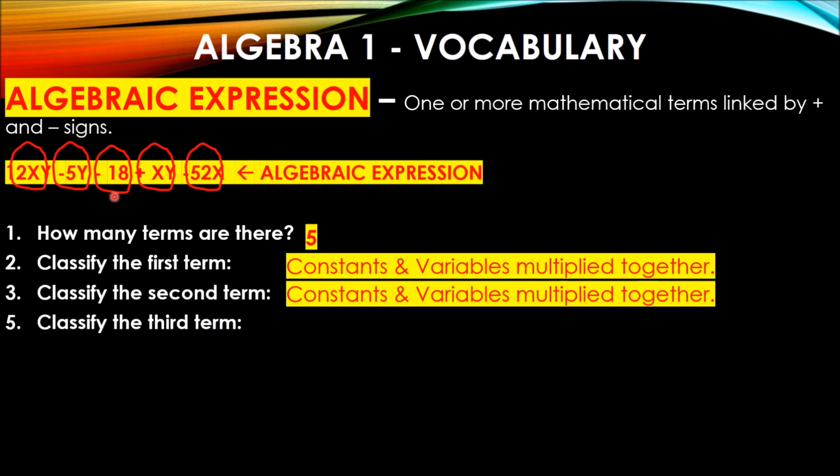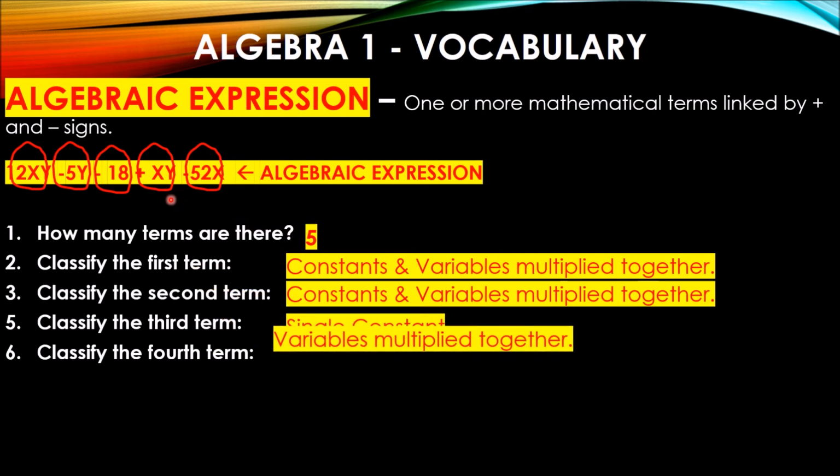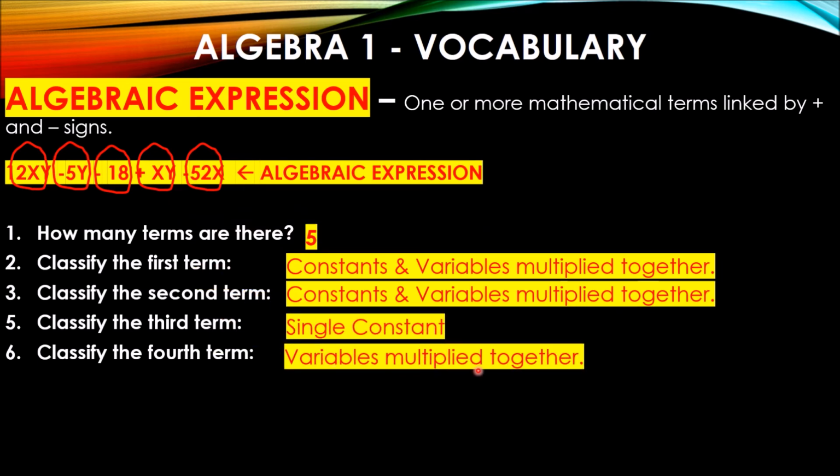So here's my third term. We're going to classify it. I've got negative 18. And so negative 18, is it a variable? Right, it's actually a constant. So negative 18, we'll classify that as a single constant. And now I've got xy. X and y, all I have there are variable x and variable y. xy means x times y, and so we would classify that as 2 variables being multiplied together.